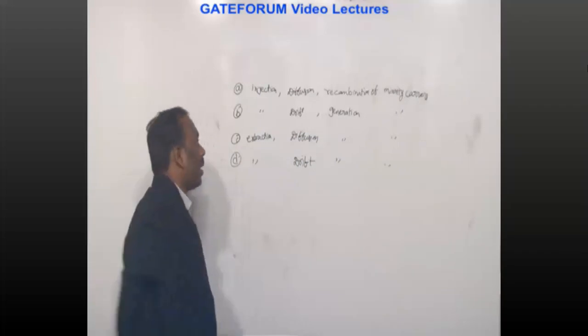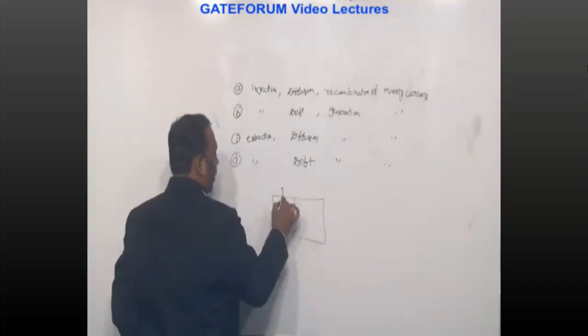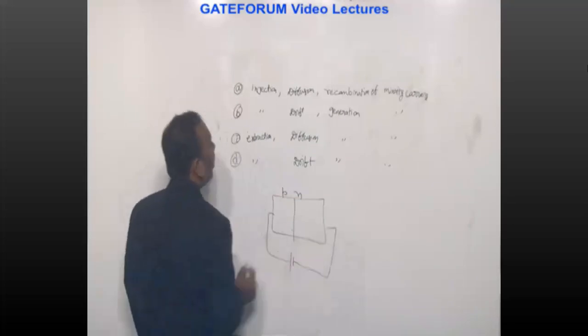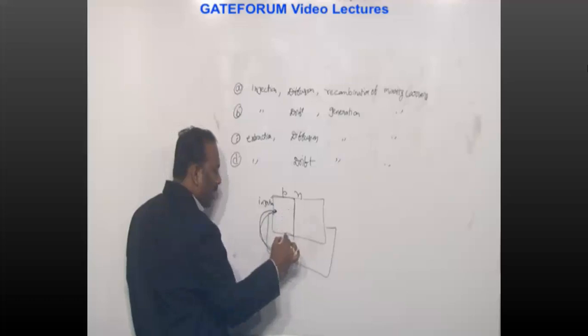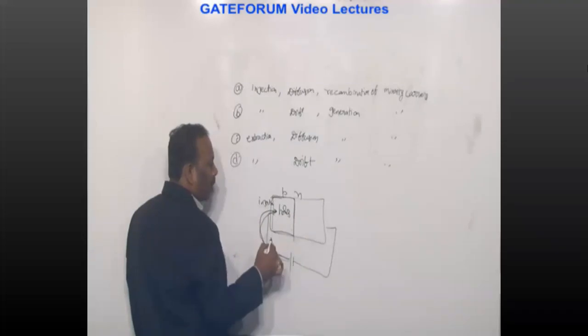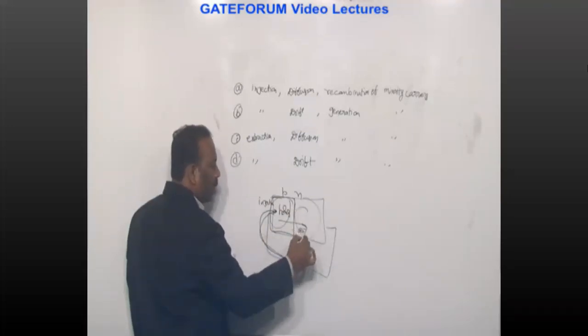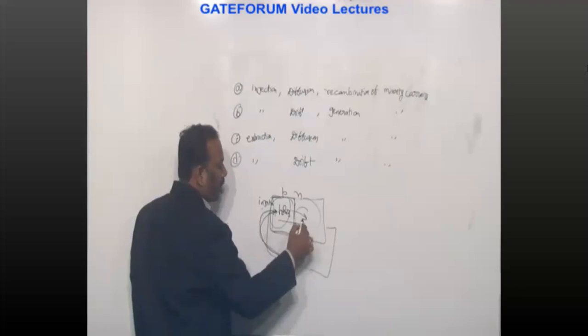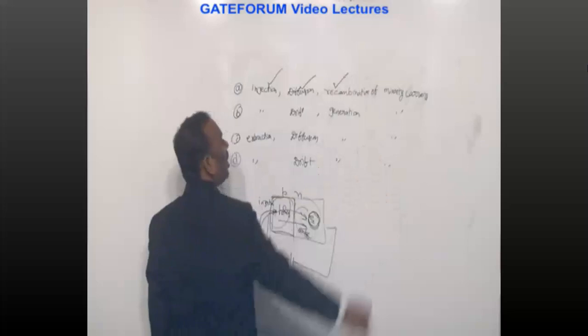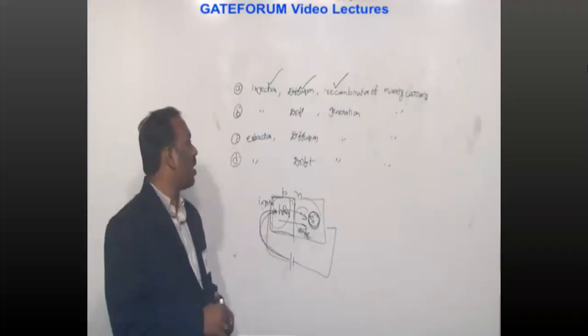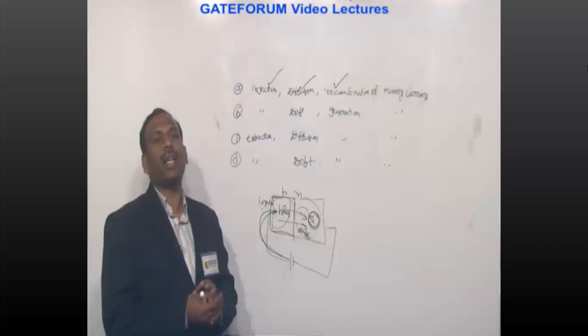Now see, you are applying a forward bias to the p-n junction, so it is supplying charge carriers, that means it is injecting minority carriers. Once the holes come in, there are more holes on one side and fewer on the other, so diffusion takes place. Some of the holes recombine with existing minority carriers, electrons. Therefore, injection, diffusion, recombination of minority carriers is the answer.